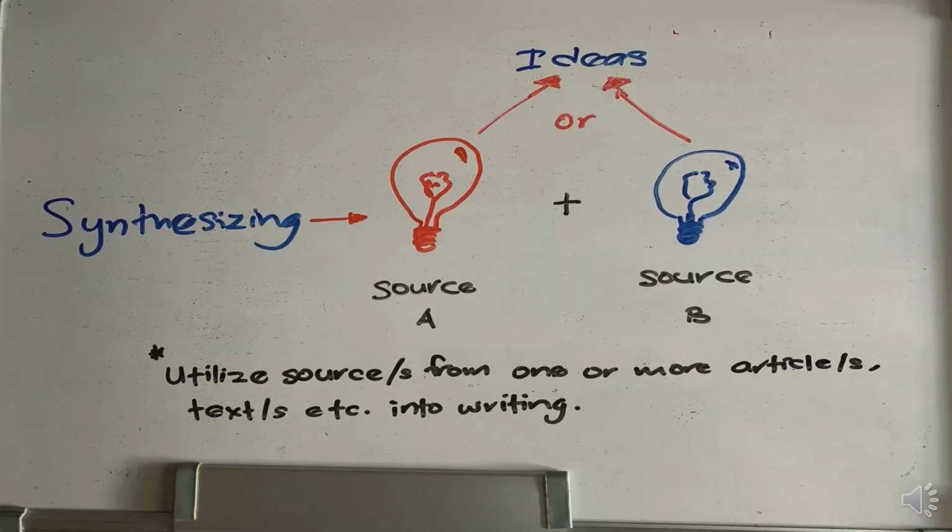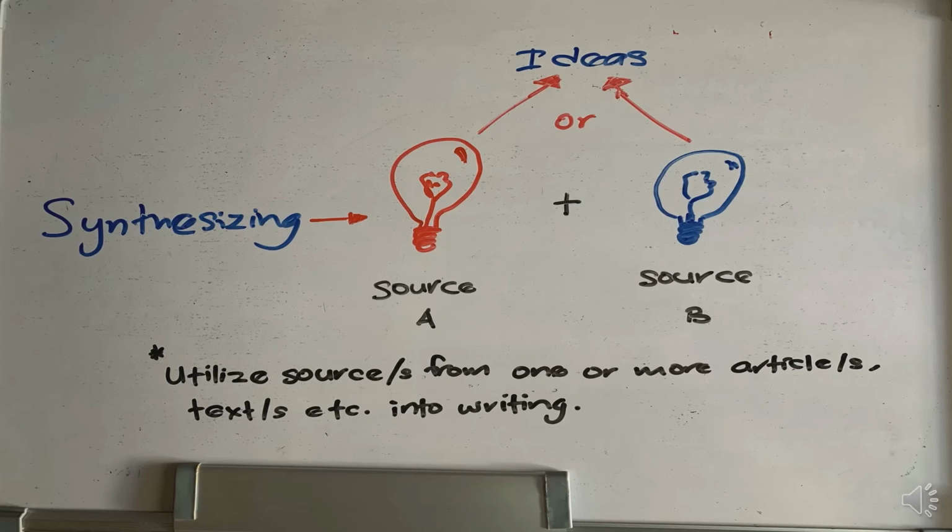Next, we move on to synthesizing. Synthesizing here means that you're going to utilize source or sources from one or more articles or texts into writing. For example, in your writing test, your final assessment, you are going to have two articles, but they talk about the same topic. Let's say the topic is about road accidents. For example, it is general, right? And then the question asks you whether you agree or disagree that road accidents mainly happen because of human mistakes.